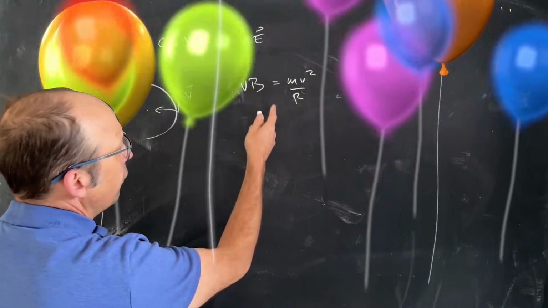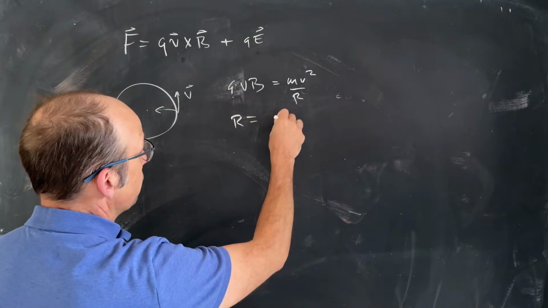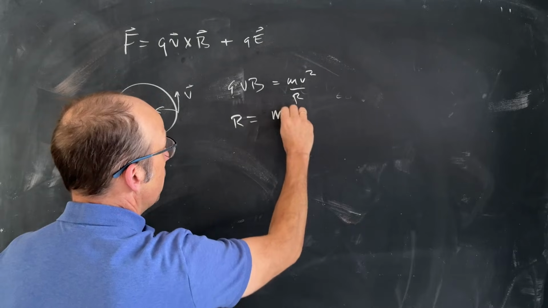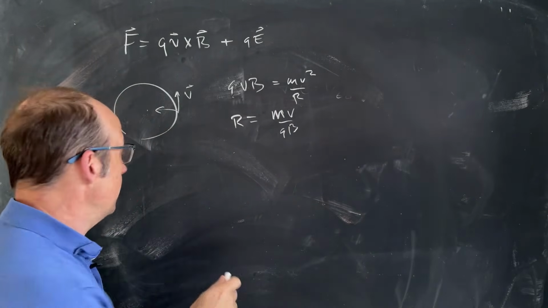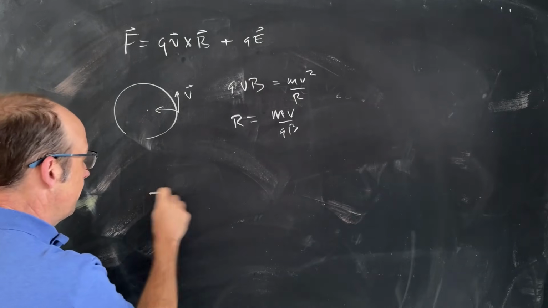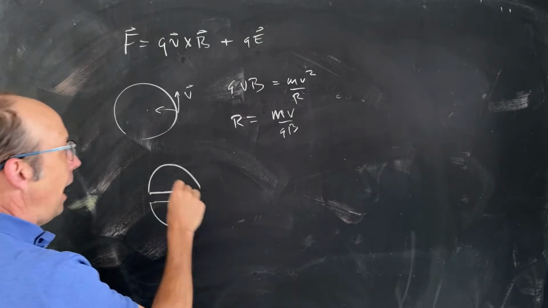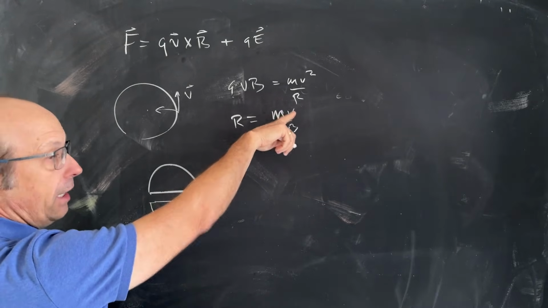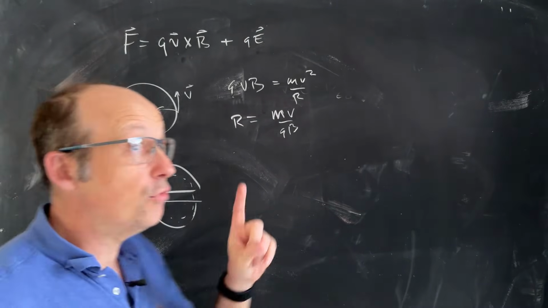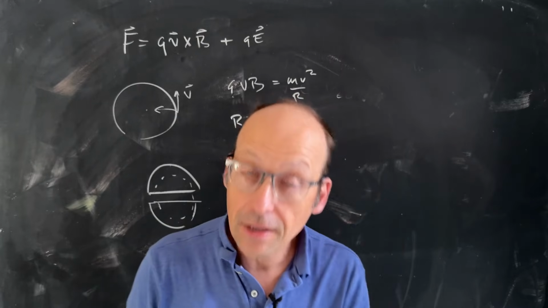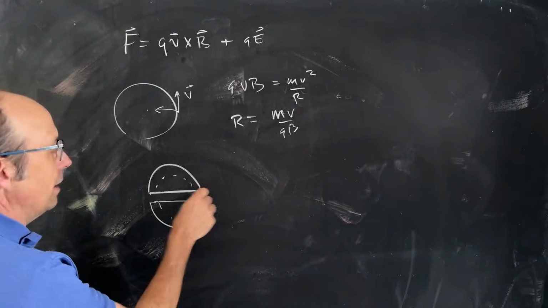You can solve this for the radius of orbit, and one of those velocities cancels, and you get mv over qB. But the cool thing, and this is just one of the examples, is that as you increase the velocity, you increase the radius of a circular orbit, but you don't change the period of how long it takes to orbit. The period is constant. So this is a cyclotron.